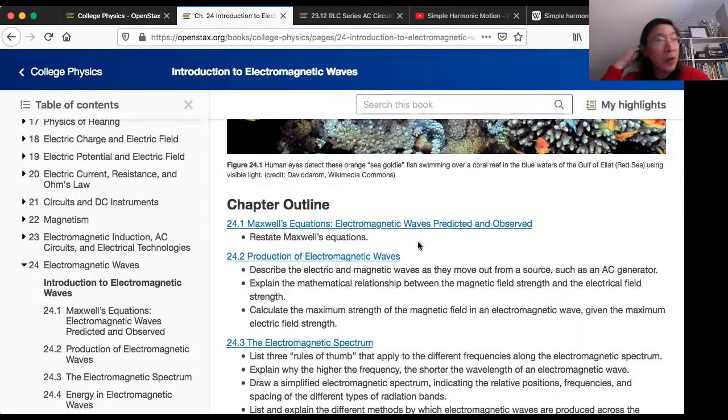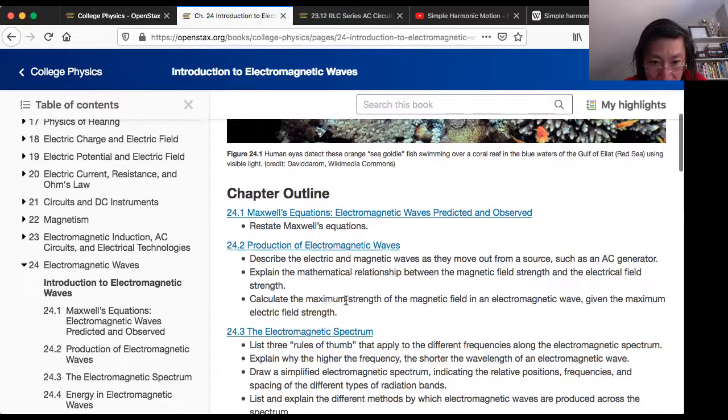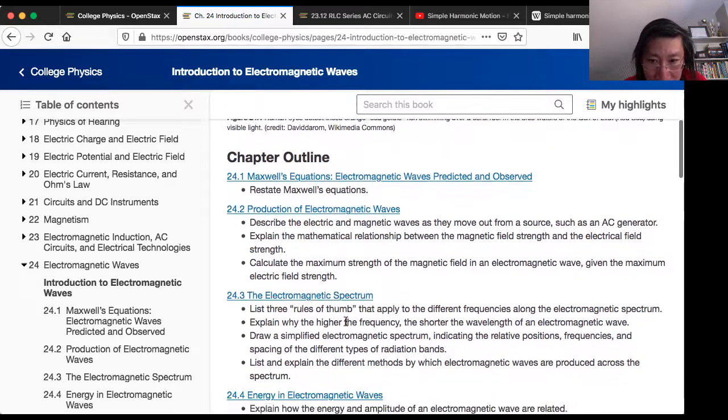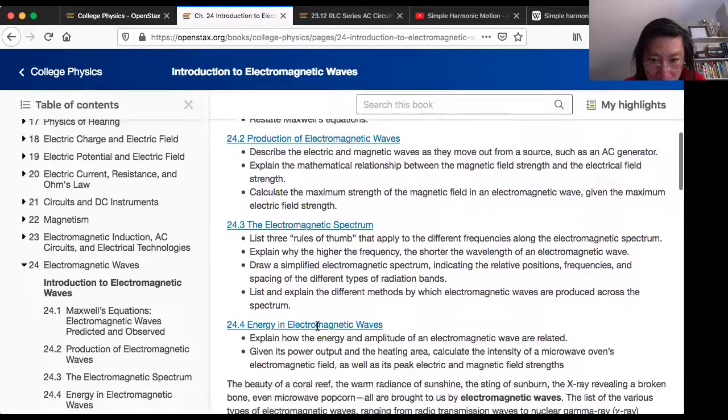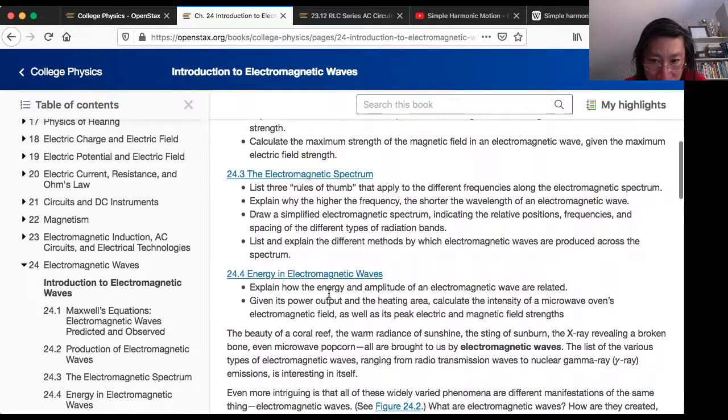And then radio, AM, FM, ham, all those kinds of things, not to mention things like x-rays, television, all that wonderful stuff that we have today, now all this wireless stuff, it's all electromagnetic waves. So that's important. How do you produce electromagnetic waves? And then you have the electromagnetic spectrum. Oh, and then the energy in electromagnetic waves.